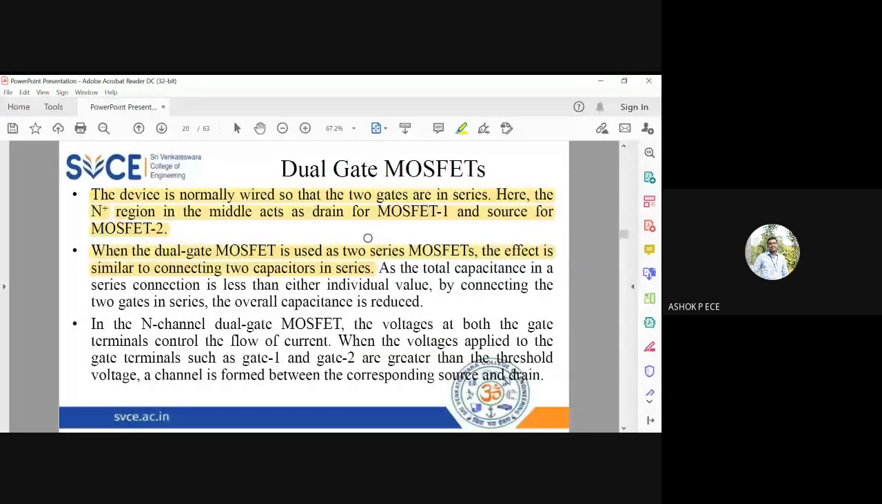As the total value in the series, when capacitors are in series, the equivalent capacitance is given by C equivalent equal to C1 C2 by C1 plus C2. The capacitance and resistance are opposite when it comes to formula. The resistance in series means you will add, but capacitance in series means you will use the formula C1 C2 by C1 plus C2. So when you have two capacitances, gate capacitance 1 and gate capacitance 2 in series, the overall gate capacitance becomes lesser than the least. So it will become very, very small.